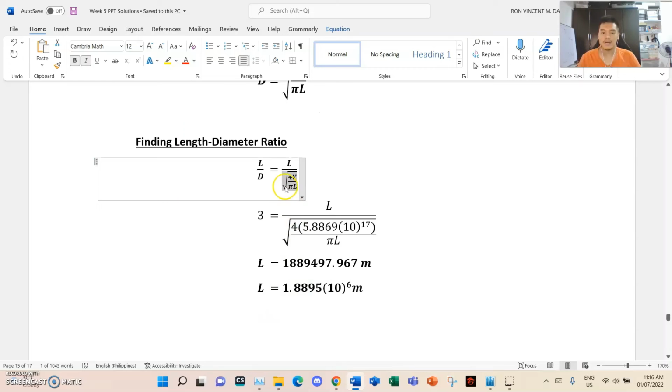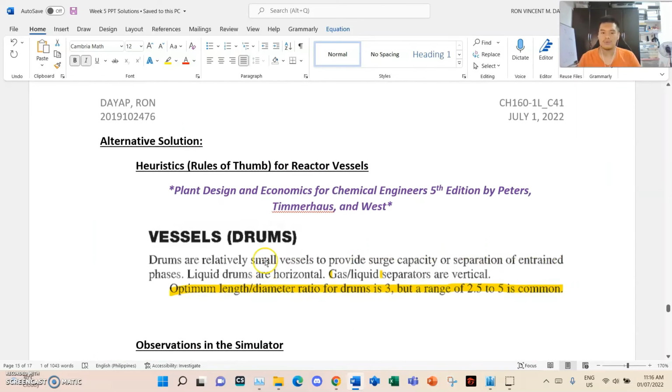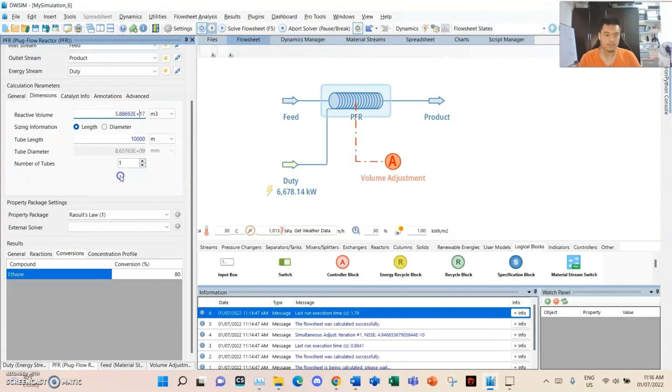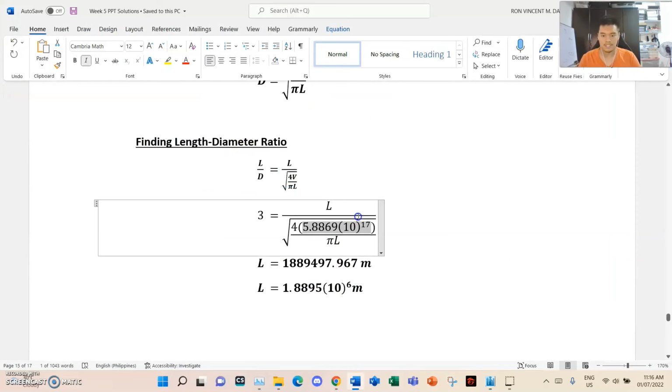And then, since according to heuristics the optimum length-to-diameter ratio is 3, my L over D would be 3, and L over the square root of 4 times my V, which is 5.8869 times 10 to the 17 over pi L. Isolating it, I would calculate that my L, the length required to satisfy the heuristics or the rules of thumb, would reach 1.8895 times 10 to the 6 meters. Very, very large as well.